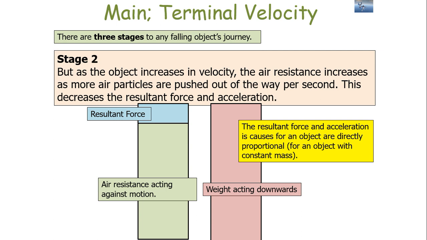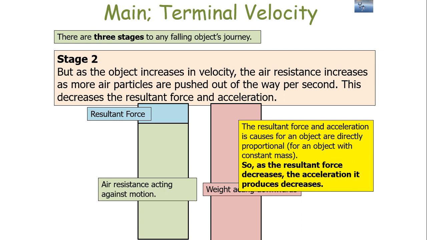Because the resultant force and the acceleration it causes for an object are directly proportional for an object with a constant mass, which is Newton's second law of motion, F equals ma. So F and a are directly proportional when m is constant. So because the resultant force has decreased, the acceleration it has produced decreases.